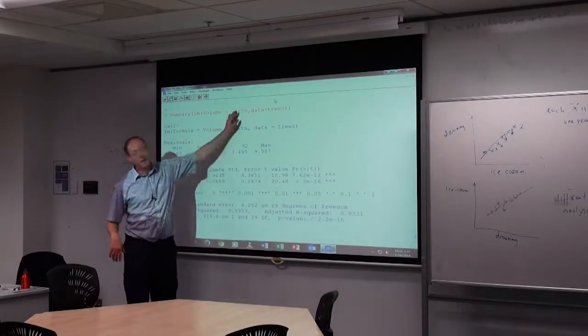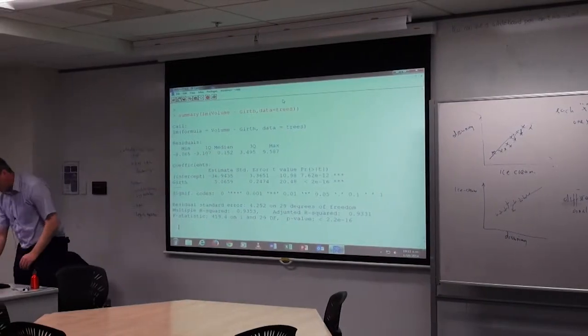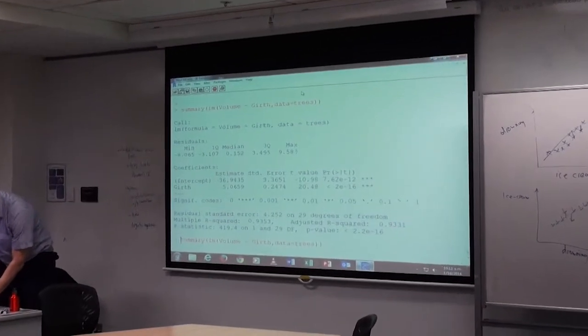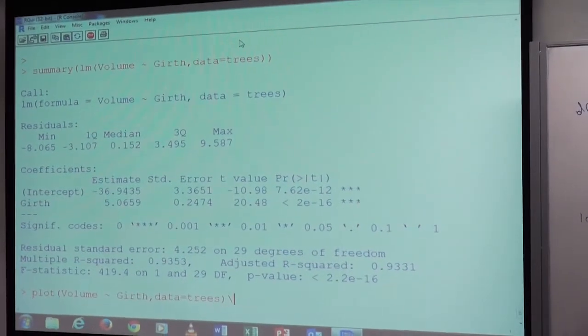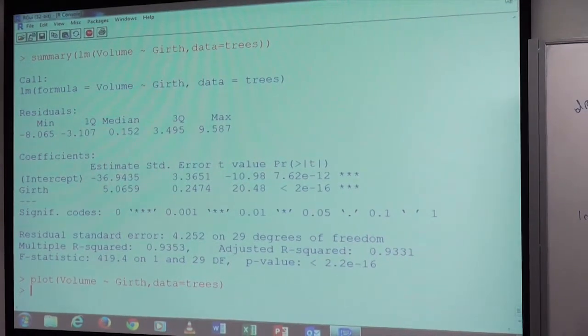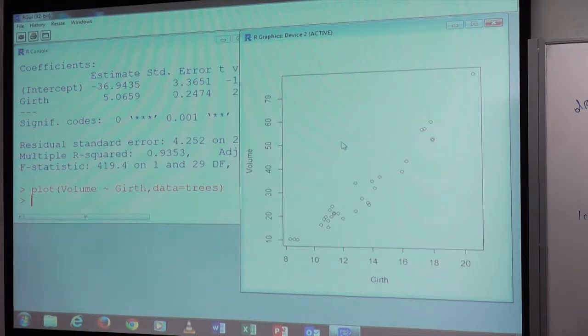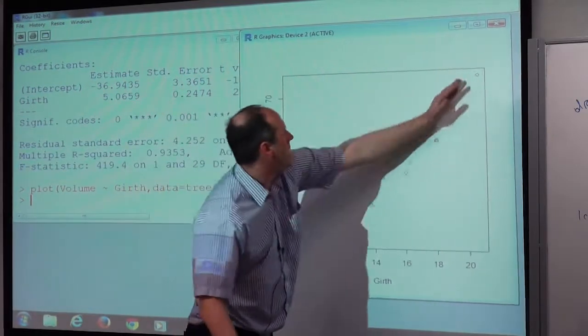So we got the volume as a function of girth. Let me just plot that again and we'll have a look at it. So we've got this nice scatter graph here between girth and volume like that.